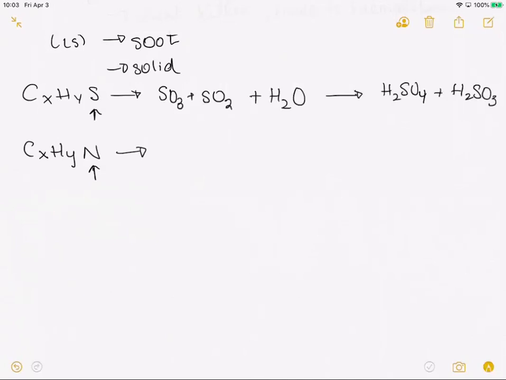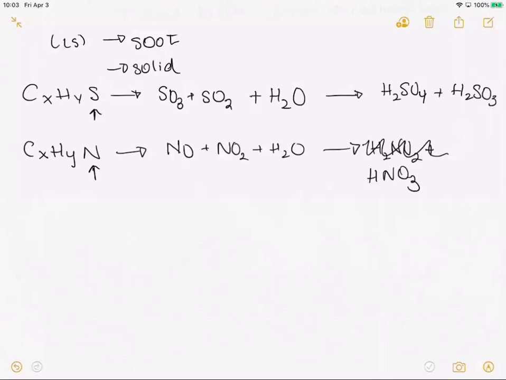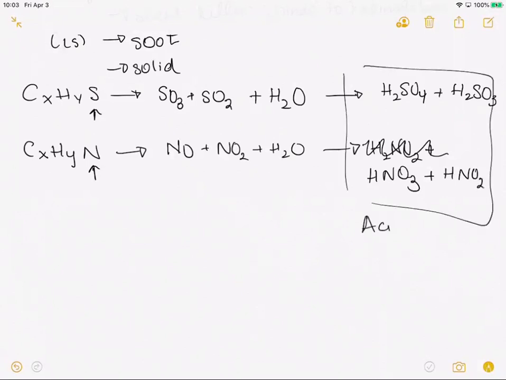Now I'm simplifying this a lot, okay? And then with the nitrogens, you get nitrogen monoxides and nitrogen dioxides, which again, when you put it into the atmosphere and combine it with clouds, you're going to get nitric acid, or nitrous acid. This is both the cause of acid rain, right? So that's why it's much better to have clean, refined fuel.